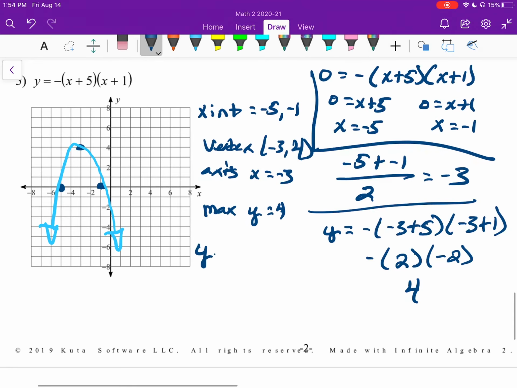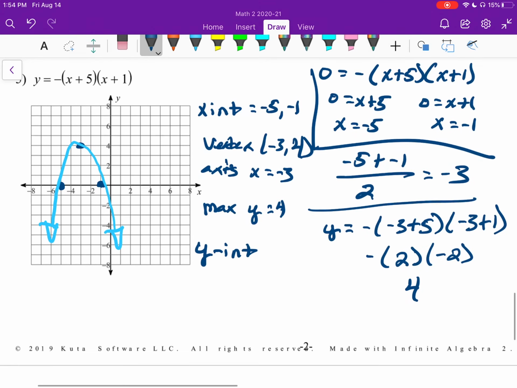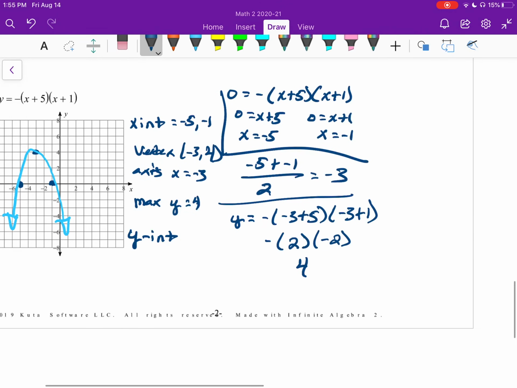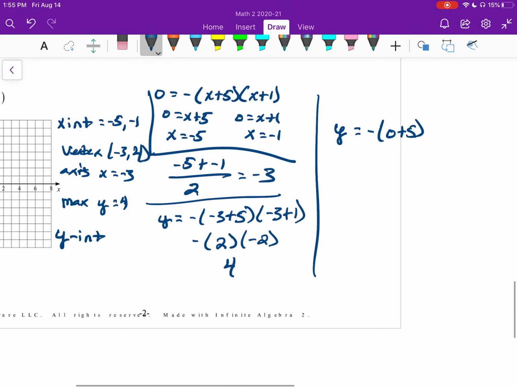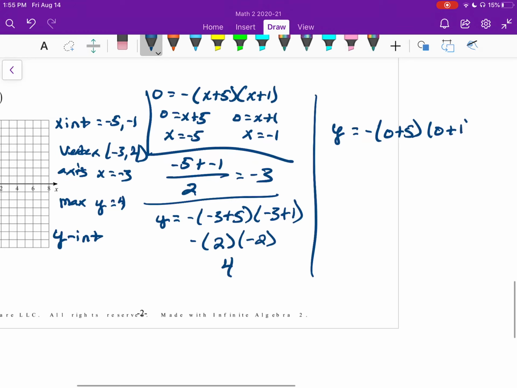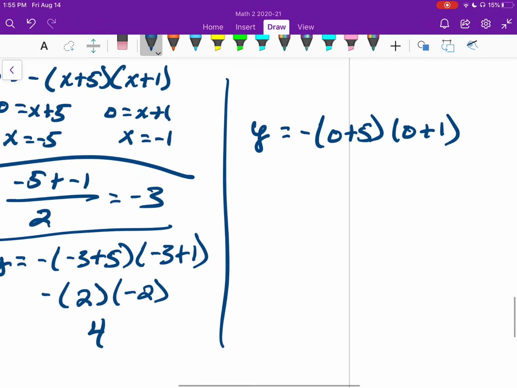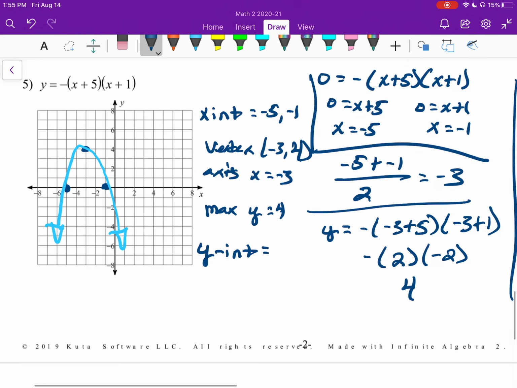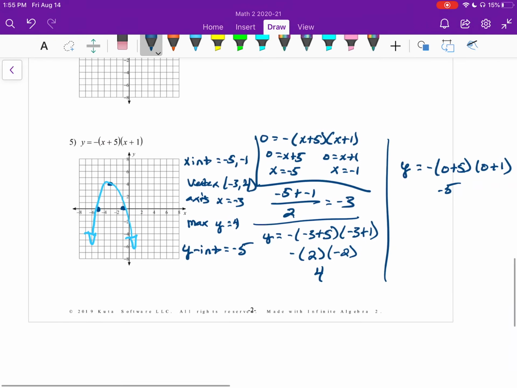And to find our y-intercept, I'm going to plug in zeros for my x's. So I'm going to have y equals negative (0 plus 5)(0 plus 1). And if I multiply that out, I get negative 5. So my y-intercept is at negative 5. All right, there we are.